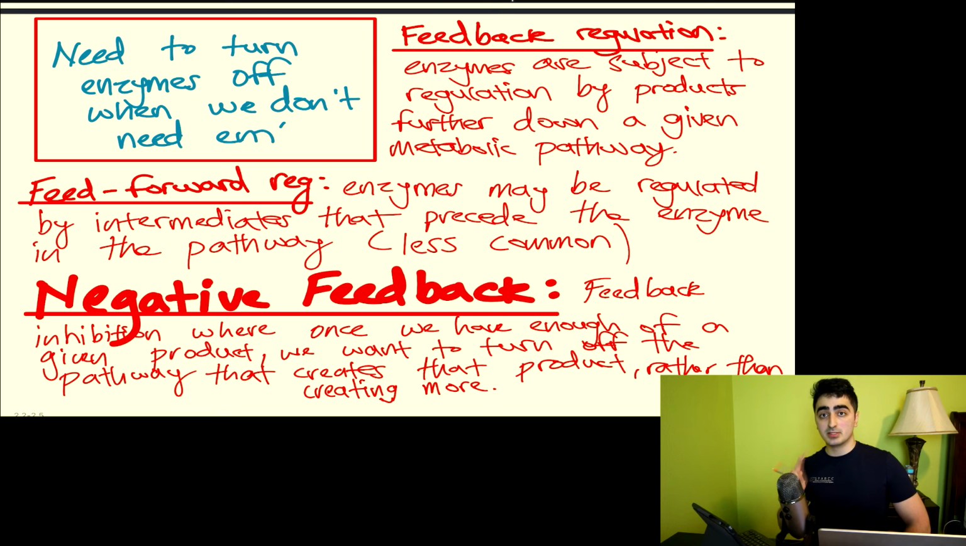What's very much common in our bodies is the negative feedback. So negative feedback is feedback inhibition, where once we have enough of a given product, we want to turn off the pathway that creates that product rather than creating more. So basically, our enzyme uses substrate, creates product, and that product comes back and turns the enzyme off. It's like, hey, we got enough of it. We don't need any more.